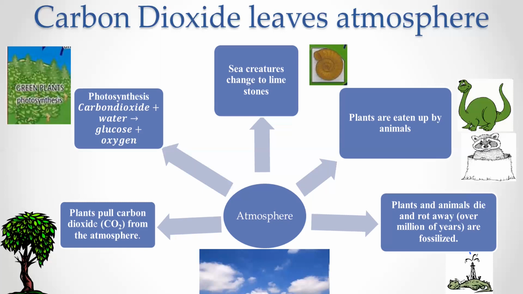In another way, plants are eaten by animals, then plants and animals die and rot away over millions of years and are fossilized, as I told you before. When the plants and animals rot away after dying for millions of years, they become fossil fuels. So another thing is that plants pull carbon dioxide from the atmosphere.